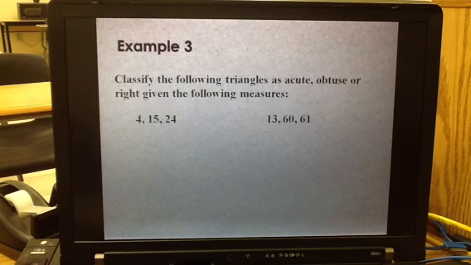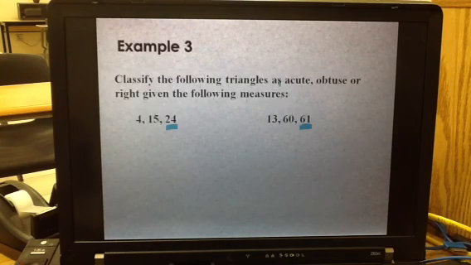All right, so your final example says classify the following triangles as acute, obtuse, or right. So again, you're plugging into the Pythagorean theorem. The largest number is going to be your hypotenuse. Don't go by order. That's not always the last number. Sometimes I make it the first number. So this is going to be my hypotenuse in this one, and this is going to be my hypotenuse in this one. So that one goes in for c, the other two go in for a and b.